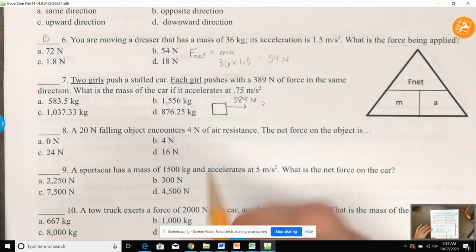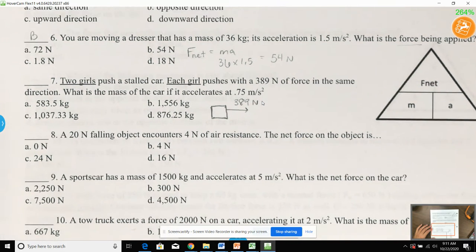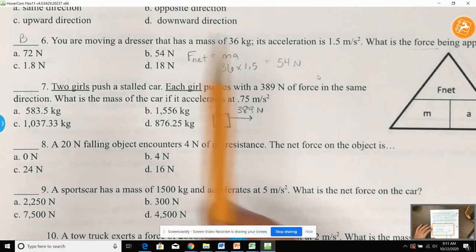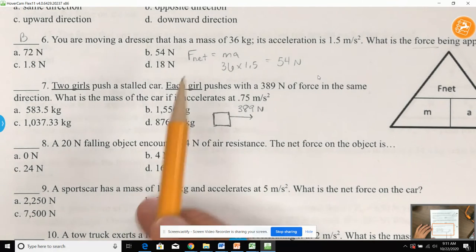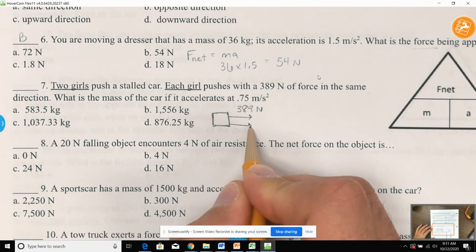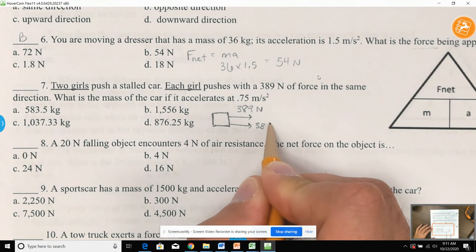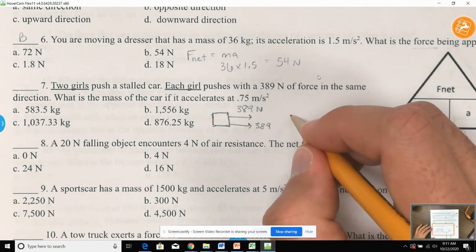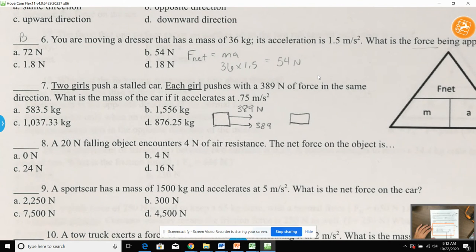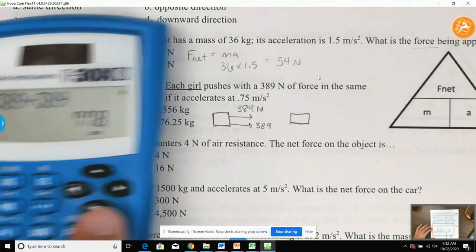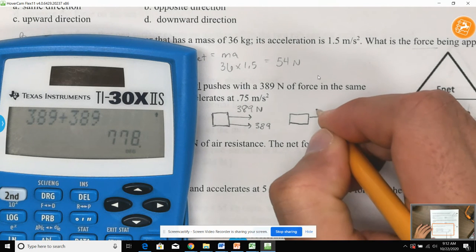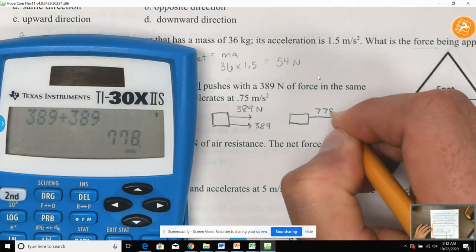Is that my total force? Is that the net force there, guys? No. Why? Because 2 girls push on it, and each one pushes with that. So there are 2 389s. So what is my net force then? I have to add them together. So 389 plus 389. So I have a net force of 778 newtons.